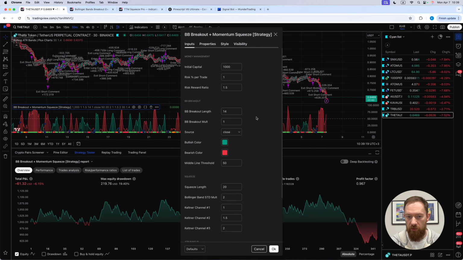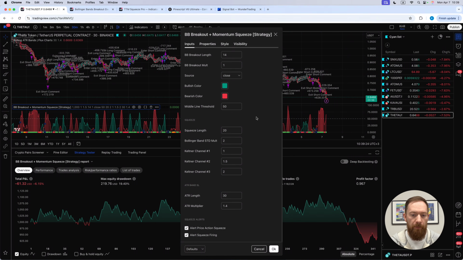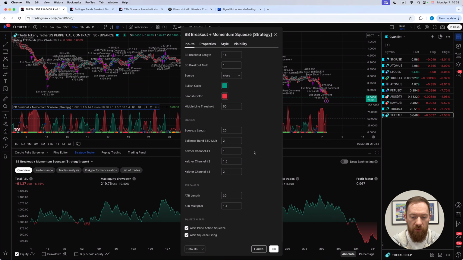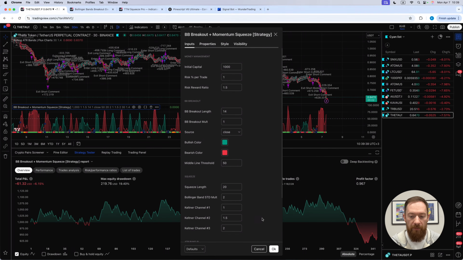You can increase the risk to reward ratio, you can increase risk per trade, you can change the input parameters of either the squeeze indicator or the Bollinger Bands breakout, and also you can adjust the stop loss conditions, which is the ATR length and ATR multiplier.